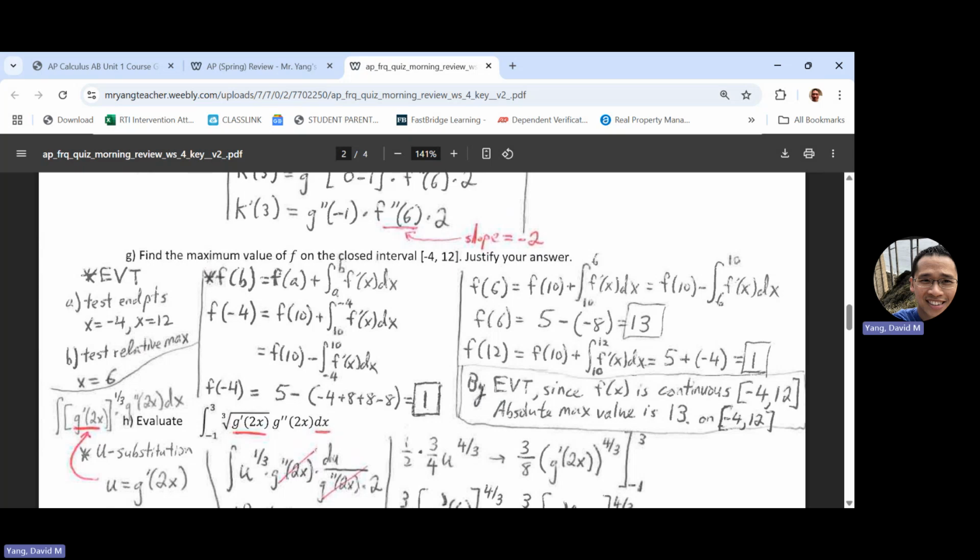F of 12. This one, I don't have to change the order of the bounds, because my definition already gives me from 10 to 12. So just keep it the way it is. 10 to 12 is that triangle below the x-axis, -4. So 5 minus 4 is 1. Compare all these values. The maximum that we see is 13. So that's our max value.